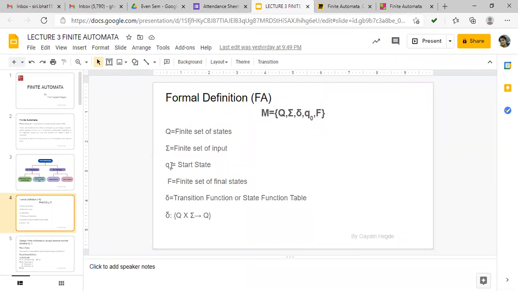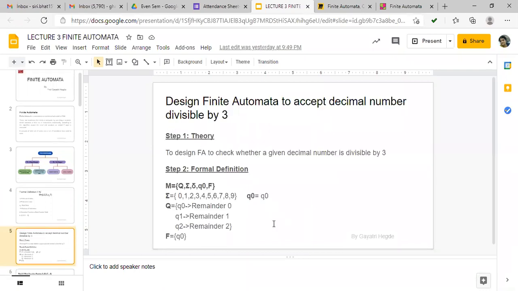What was our start state? Q0. Very good. What was our set of states Q? It is Q0, Q1, Q2. It's okay even if you write it as Q1, Q2, Q3; there is no issue. But while defining it, you have to define it properly. The name doesn't matter. You can even take capital letters A, B, C. What is Q0? It is remainder 0. Q1 was remainder 1. Q2 was remainder 2. Very good.